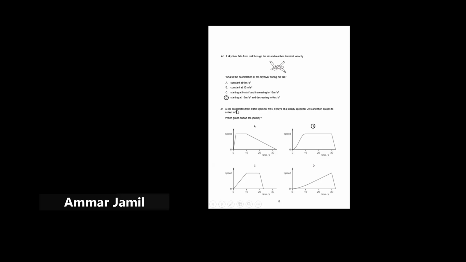27, a car accelerates from traffic lights for 10 seconds and then stays at steady speed for 20 seconds, then brakes in 3 seconds. So this very easily tells you acceleration, steady speed, and then deceleration. And this deceleration is verifying the 3 seconds because the other graphs are showing a little bit more. So this one could be for you, but look at the curve.